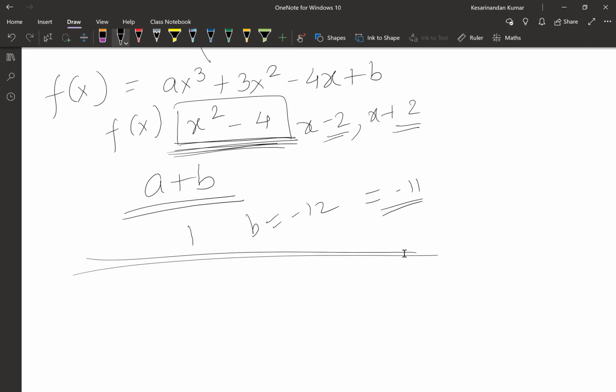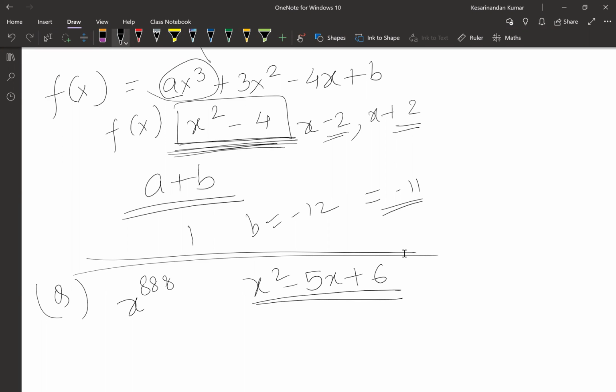Now, what if we extend it? We had seen a cubic. What if we extend it to a much higher degree? Now, find the remainder when x raised to 888 is divided by x square minus 5x plus 6. What is the remainder? Now let me know.